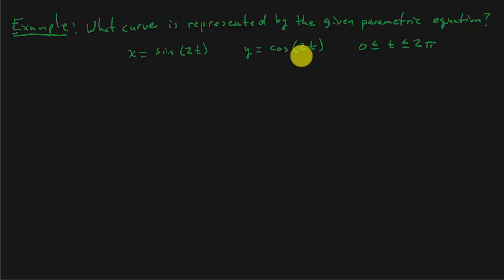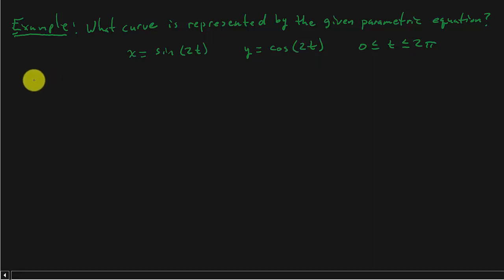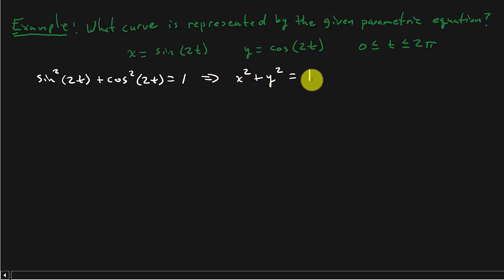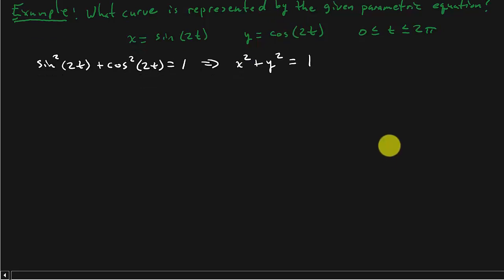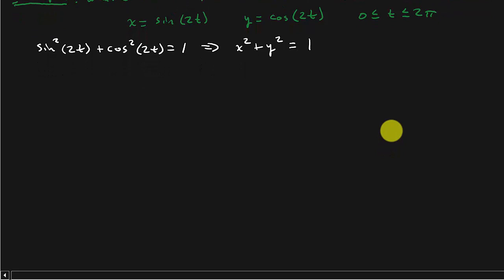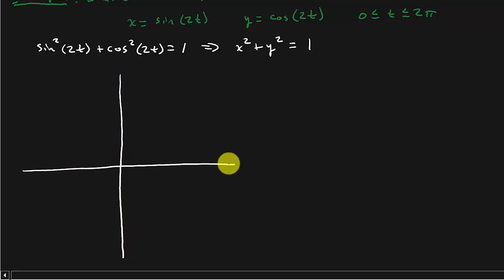All right, so we're going to use the same relationship here. We're going to have sine squared 2t plus cosine squared 2t equals 1, which is actually going to give us x squared plus y squared equals 1. I replaced sine 2t with x and cosine 2t with y. So once again, we notice we have a circle centered at the origin.